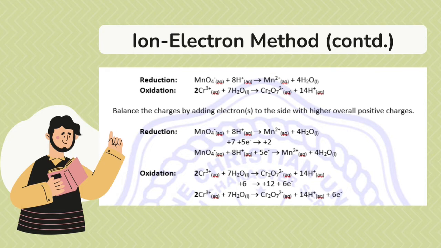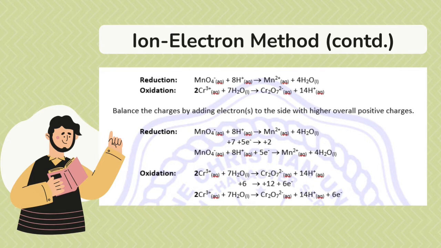Okay, so right after adding water molecules and hydrogen ions, we're going to balance the charges by adding electrons to the side with the higher overall positive charge. As you can see in the reduction, we have positive 7, and it produces positive 2. With that, the electrons gained is 5 electrons. Next, for the oxidation, we have positive 6 and then 6 electrons. So overall, we're going to be losing 12 electrons.